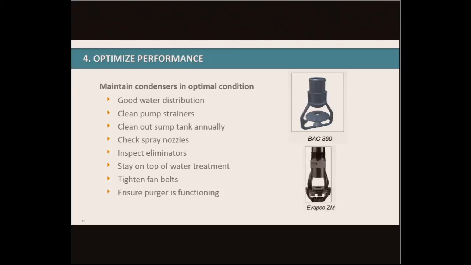Check the spray nozzles we mentioned. Make sure you inspect your eliminators so they're not broken and you don't get any algae growth on them, so you get good airflow and air circulation through there. You want to make sure your fans are operating at their prime as well. Part of that is staying on top of the fan belts, making sure those are tight. Loose fan belts might result in slippage of 5%, reducing our fan airflow. And lastly, I want to make sure our purger is functioning. Make sure it's doing the proper number of purges, and do a check on non-condensables to see if it is doing its job, minimizing the non-condensables to maybe anywhere from 0 to 2, 3, 4, 5 pounds in the system.